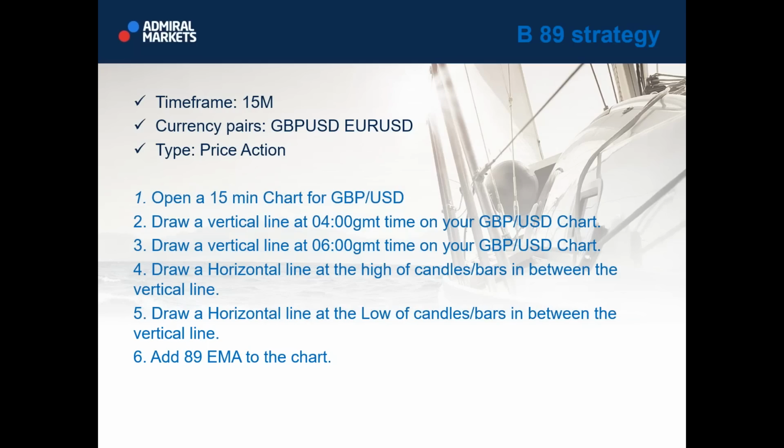Draw a vertical line at 4 GMT time on your pound dollar. Now this is different, guys. You need to draw a vertical line at 4 GMT, at 6 GMT. Okay? So this is not my method. This is one of the methods I have taken from Forex Factory back in time. I think that this method is 6 years old.